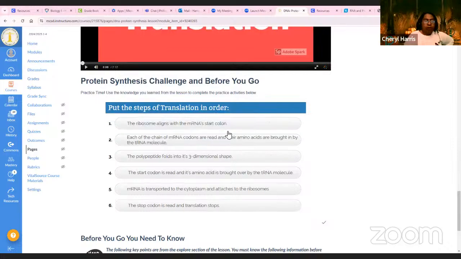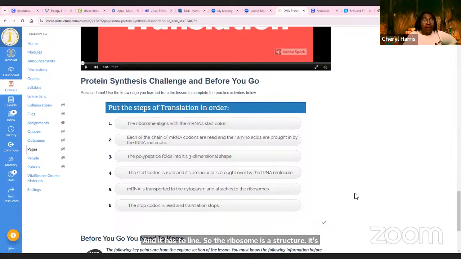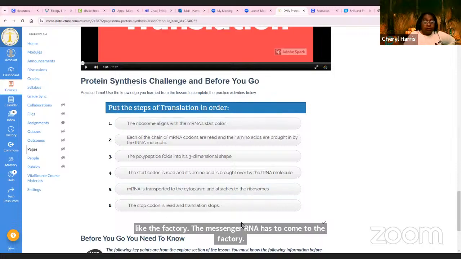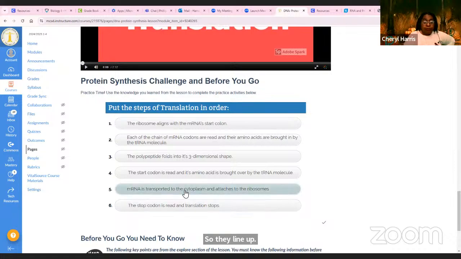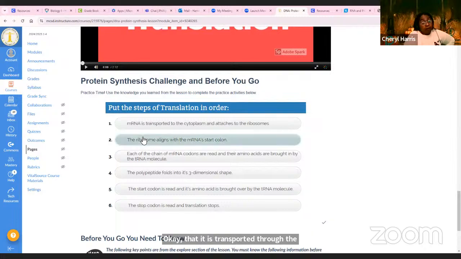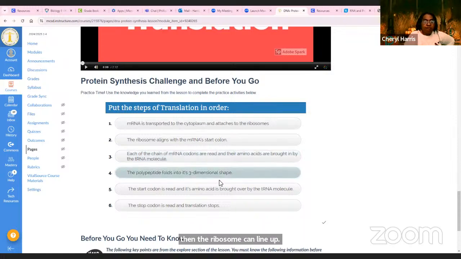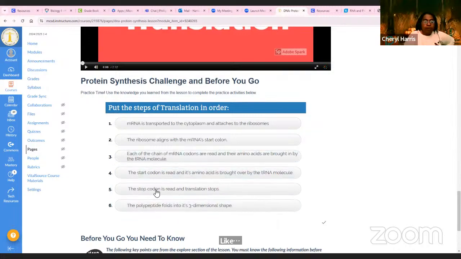Okay, we want to get started. So we're in the ribosome and it has to line up. So the ribosome is a structure. It's like the factory. The messenger RNA has to come to the factory. So they line up. All right, next. Actually, I guess this happens first. Okay, that it is transported through the cytoplasm and attaches to the ribosome. Then the ribosome can line up. Okay, we know this is last. And we're going to stop.